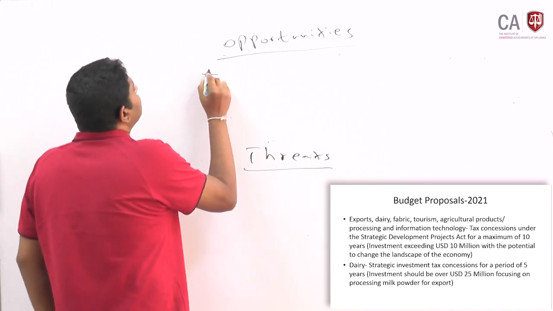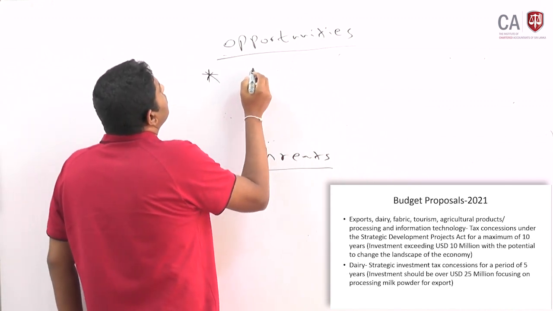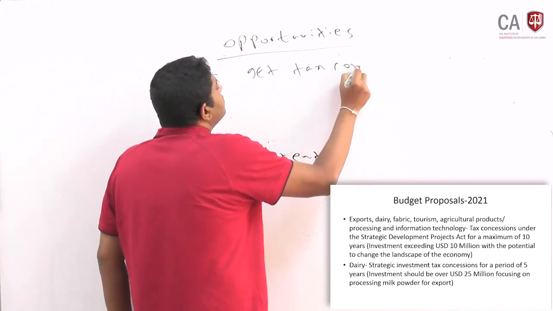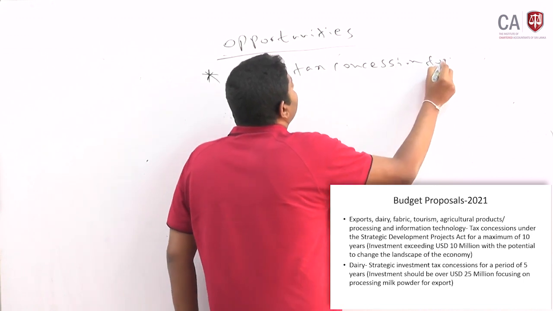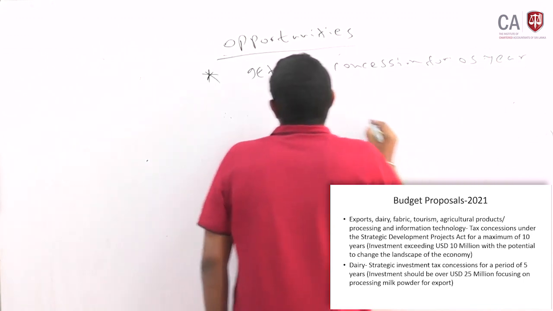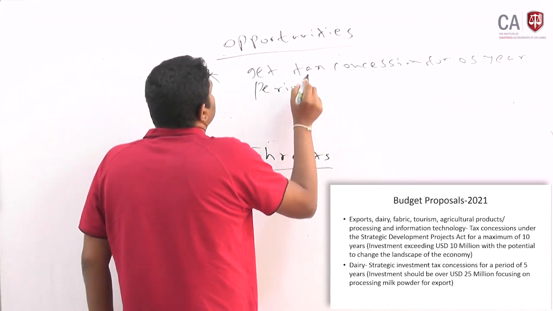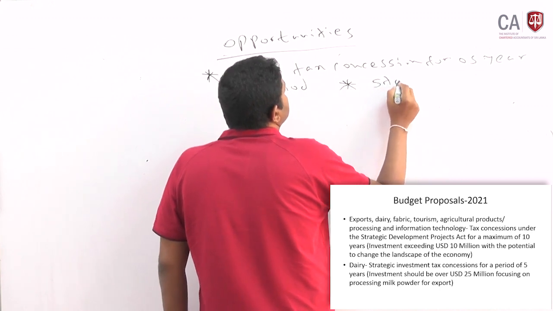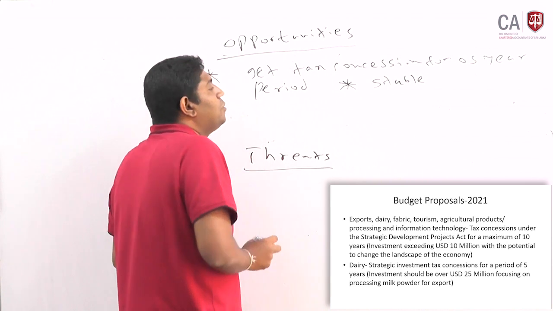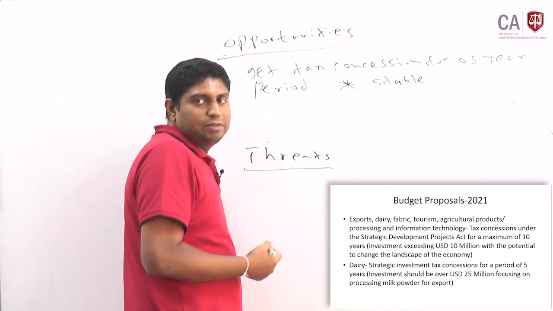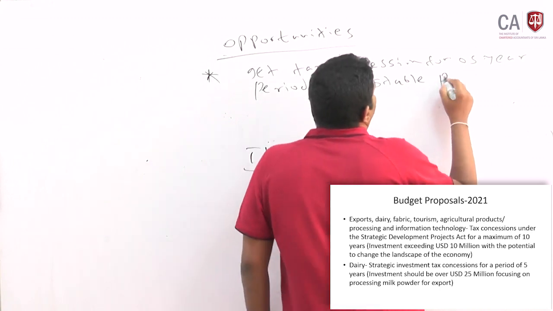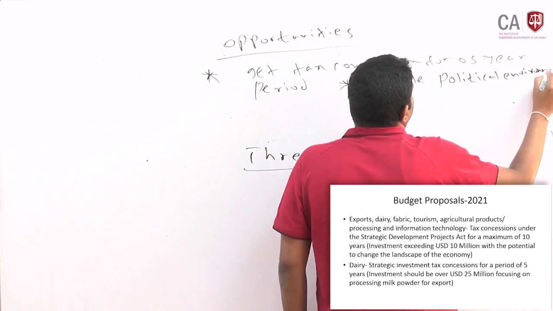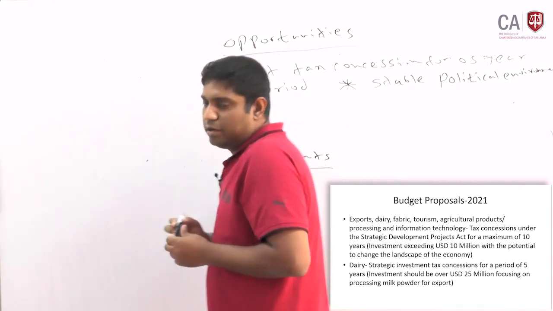So, opportunities to get tax concession for a 5-year period. Then another one you can say about is the stable government. Therefore, you have a stable political environment, so you can conduct the business activity without any problem. Stable political environment.